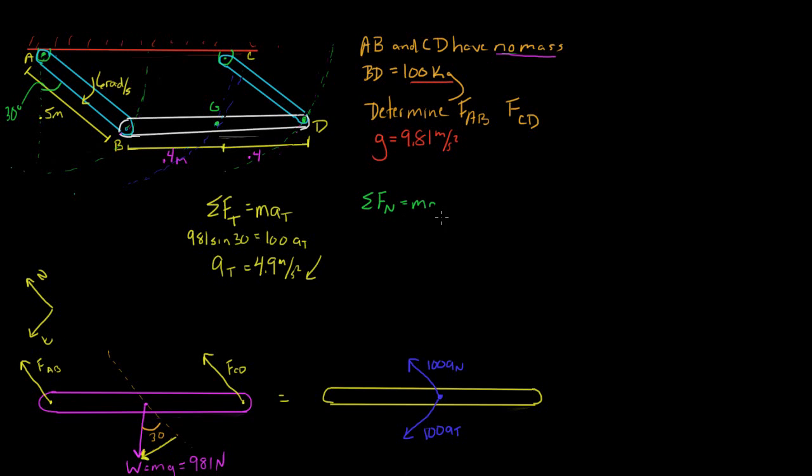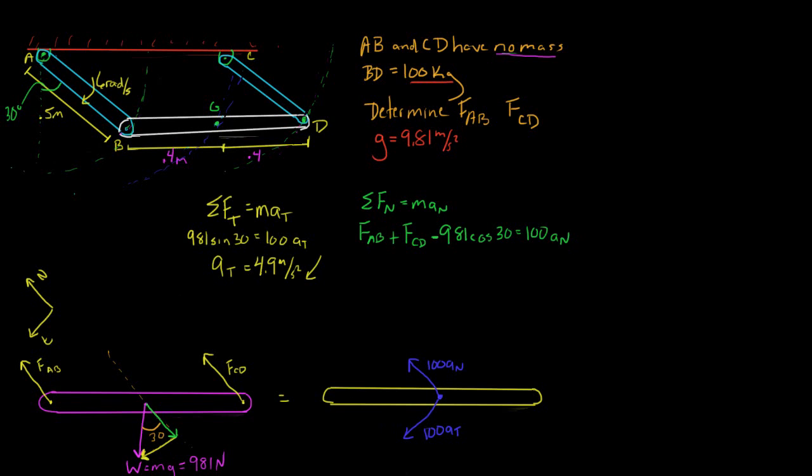And this is equal to our mass times our acceleration in the normal direction. Well, in our normal direction, we have this FAB plus this FCD, and we also have to account for this component of weight, and it's going like this. So this is going opposite of our positive direction, so it's going to be a minus 981 times the cosine of 30 is equal to this mass, which is 100 times our normal acceleration.